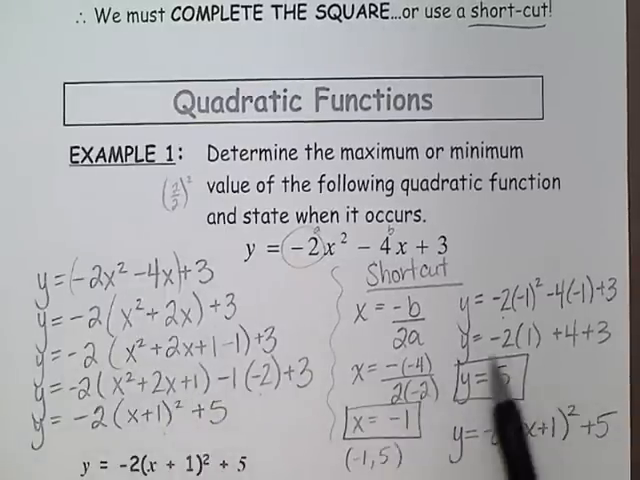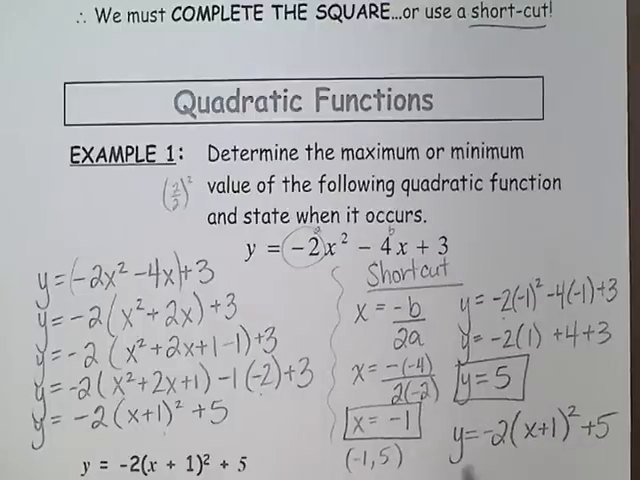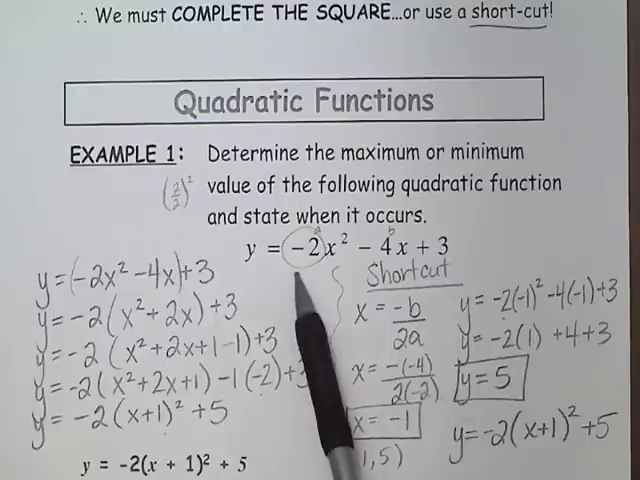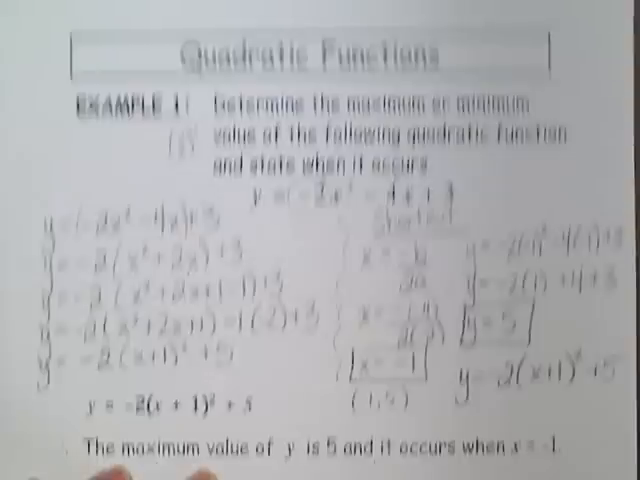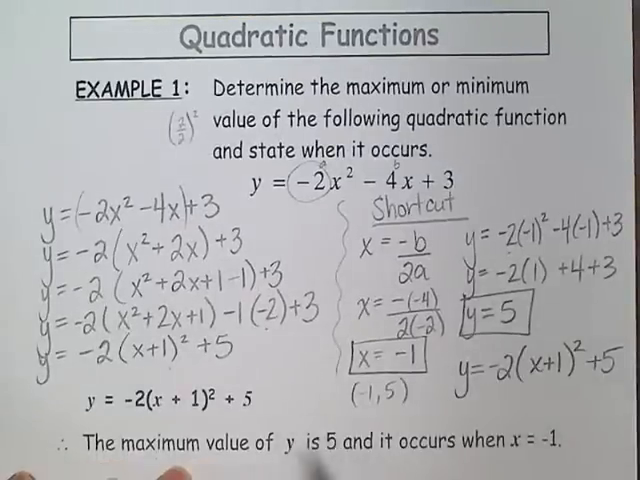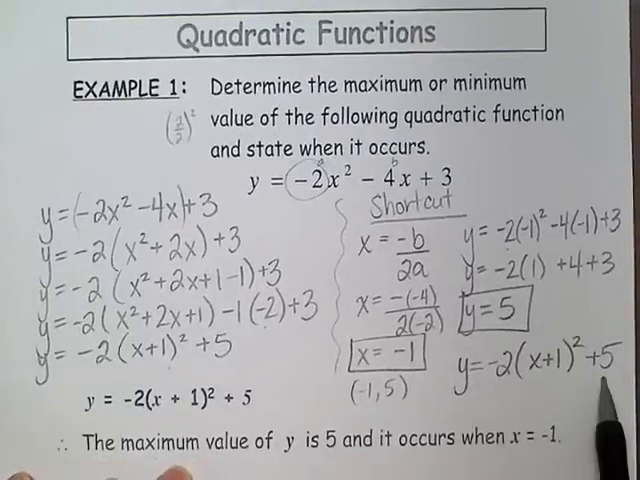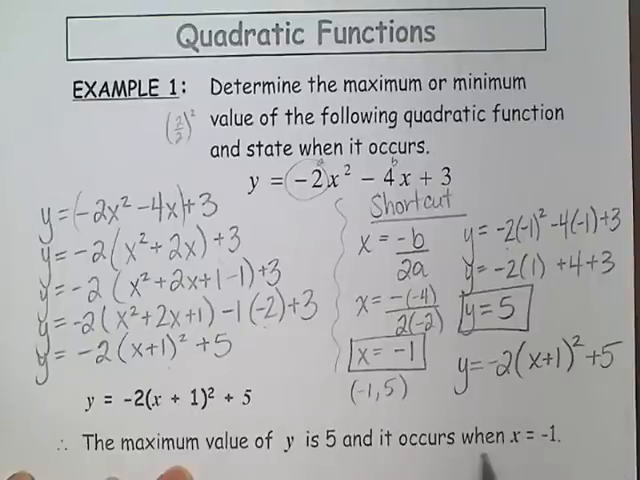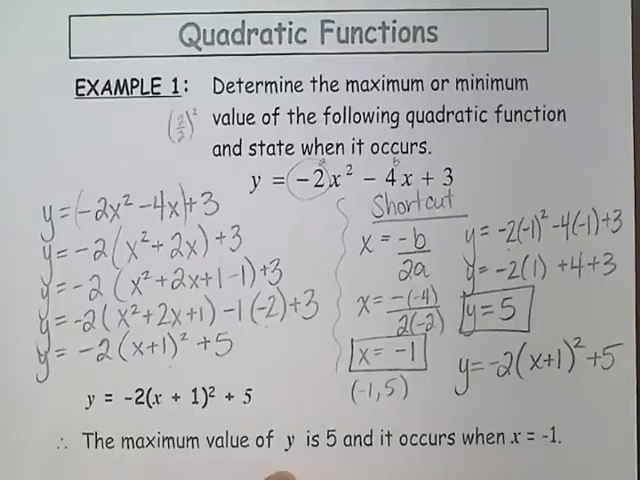This one you do need to do some factoring. In the shortcut, all you're really doing is you're finding the x-coordinate of the vertex and then substituting in to find the y-coordinate. Okay? And then once you have the vertex and the value of a, you know how to write the equation in vertex form. Okay? So just to finish up the question, the maximum value of y is 5. You can see that by the end value that we have. And it occurs when x is equal to negative 1.